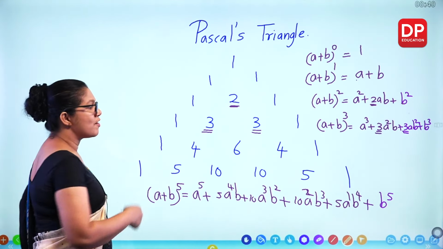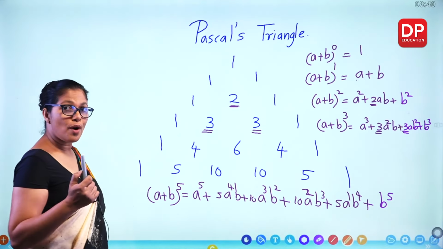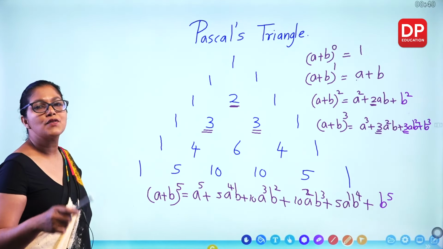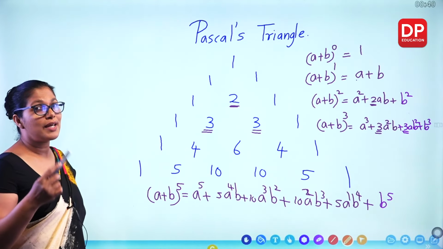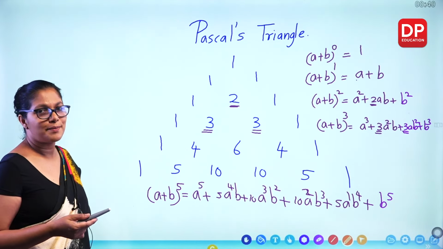So if you want power 4, what are the coefficients you are getting? 1, 4, 6, 4, 1. So remember this Pascal triangle when you get different powers.